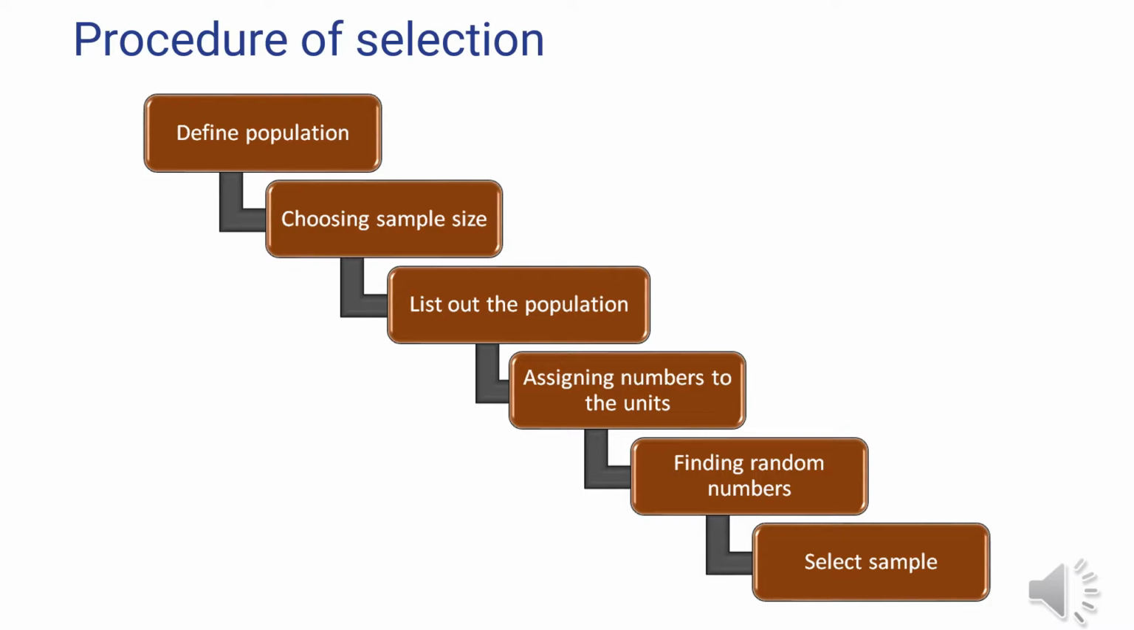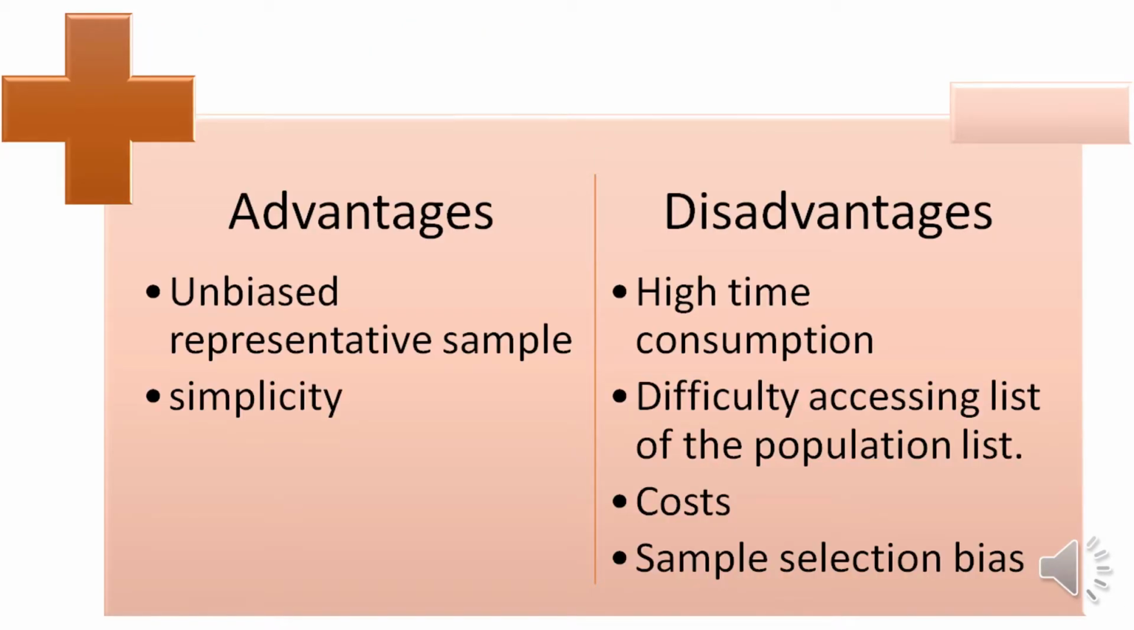So here you can use either the random number tables or computer programs such as Excel that will generate the number for you. For step 6, select the sample. Advantages and disadvantages of SRS. So the advantages are, first, the unbiased representative sample.